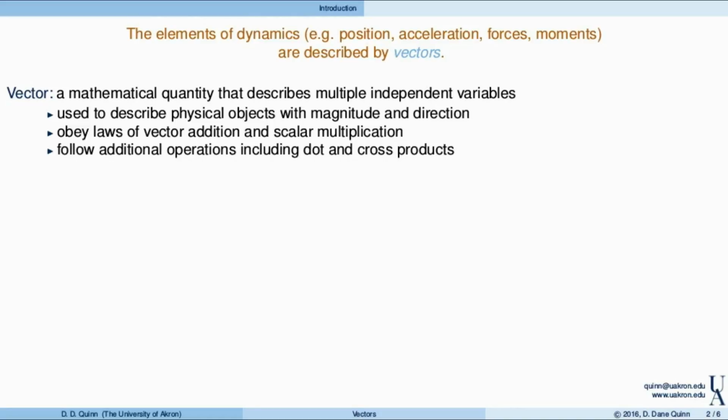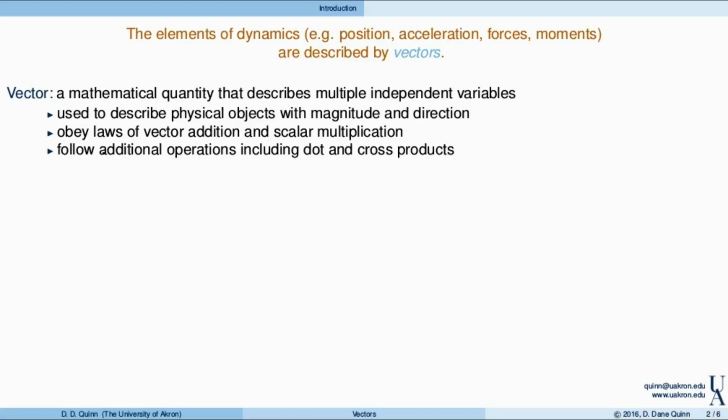Hi, I'm Dane Quinn from the University of Akron, and today's video lecture will be concerned with vectors. So, really, the question is, why do we care about vectors? Well, it's because the elements of dynamics, which include position, acceleration, and things like forces and moments, are naturally described by vector quantities. So if I ask, what is a vector? Well, it's this mathematical quantity that describes multiple independent variables. And in particular, it's used to describe physical objects that have both magnitude and direction.